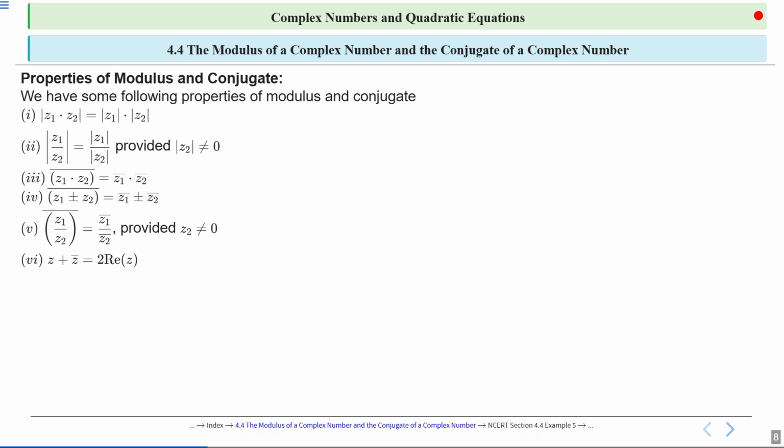The next property is z plus z bar equals 2 times the real part of z. That means when you add a complex number to its conjugate, the imaginary parts cancel out and you are left with twice the real part.